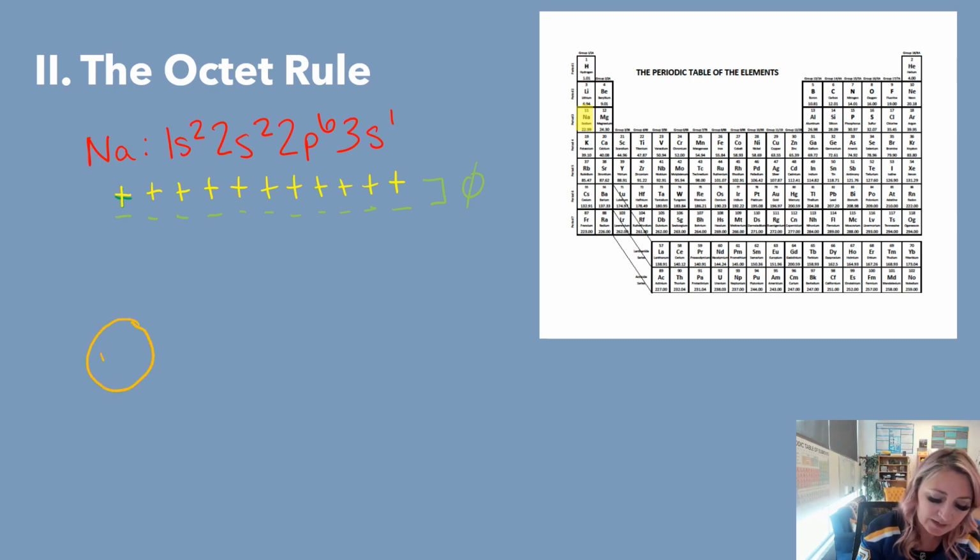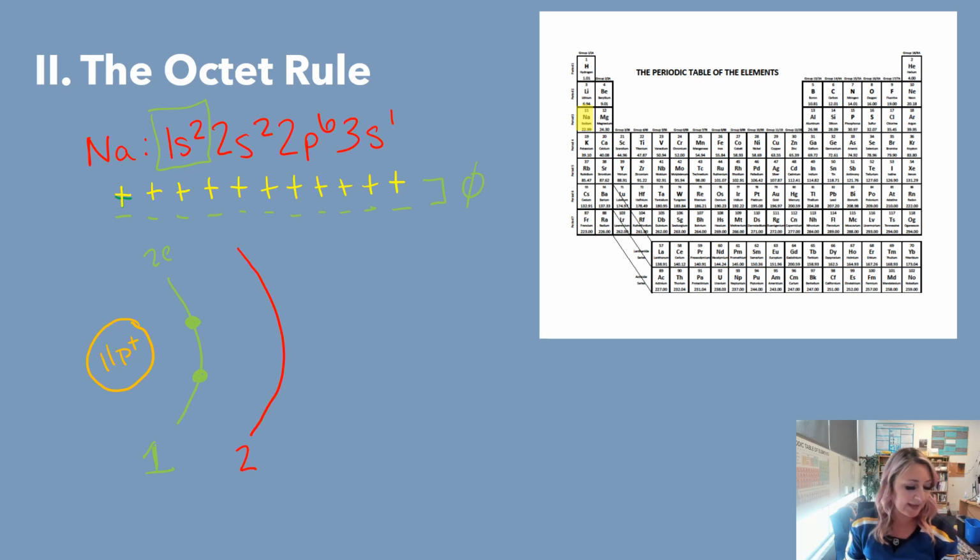All right, let's look at what this would look like as an element. Sodium has 11 protons in the nucleus. Check. There's my nucleus. In the first energy level, I have 2 electrons. So I'm just going to represent those as dots. There's my 1s2. Done. In my second energy level, there's my second energy level, I have 8 total electrons. 2 of them are in the S block, 6 of them are in the P block.